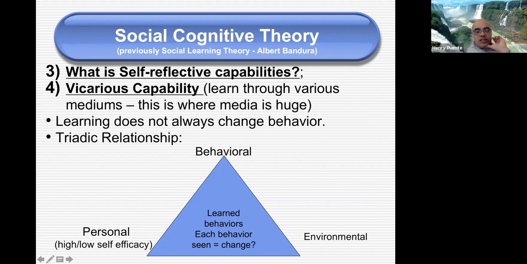So, any questions on this triadic relationship and that learning doesn't always change behavior? Just because you learn how to fire a weapon, for instance, doesn't mean you're going to go out and shoot somebody. Just because you learn how to shoplift doesn't necessarily mean you're going to go out and shoplift. Just because you learn how to ride a motorcycle doesn't necessarily mean you're going to go out and speed and race around with no helmet or armor or anything like that.